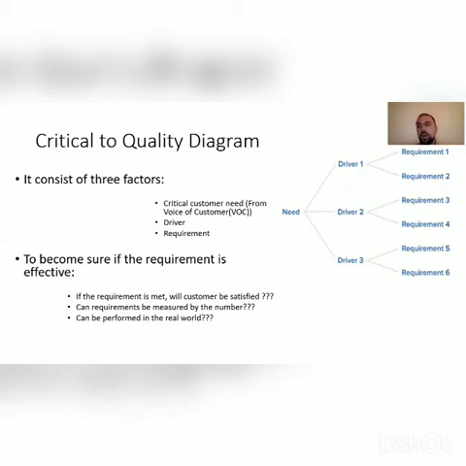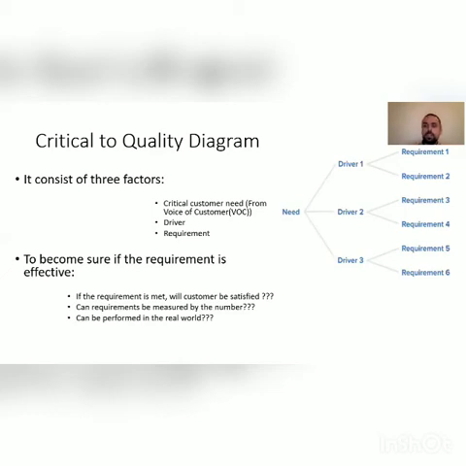But about the requirement, we need to answer three questions. The first one is that if we meet the requirement, does it cause our customer to become satisfied? Second question, can we measure the requirement by a number? And the third question, can this requirement be performed in the real world?